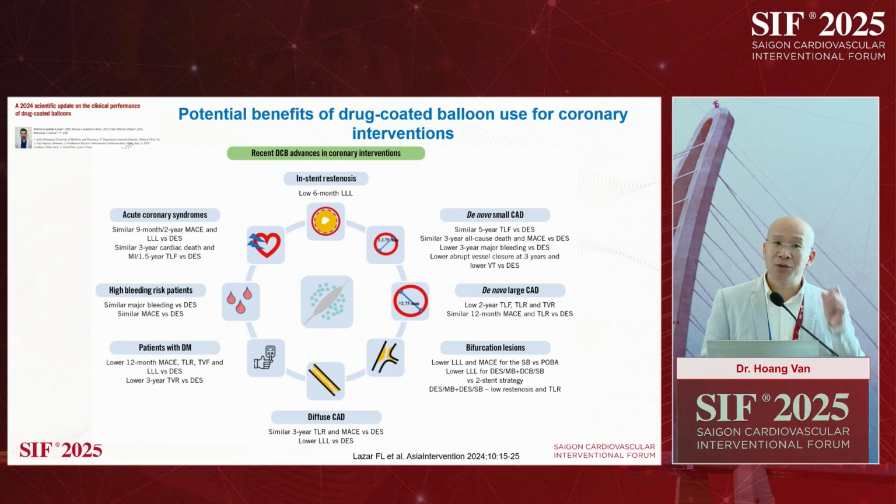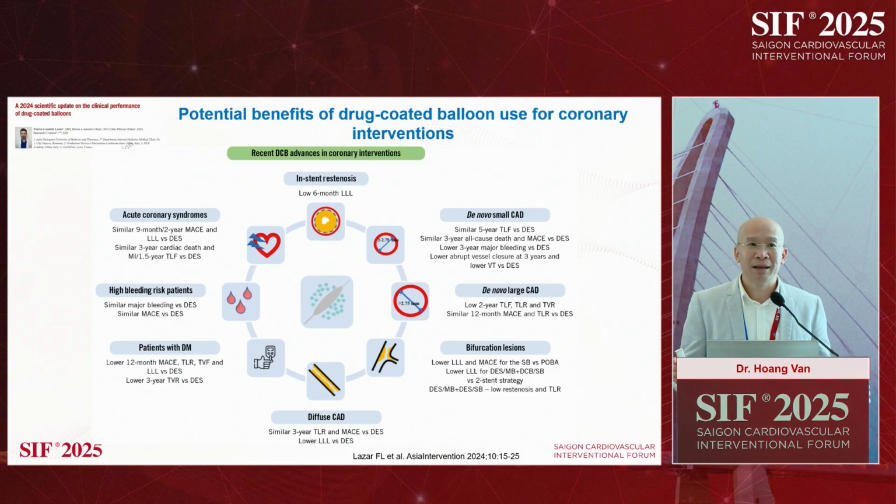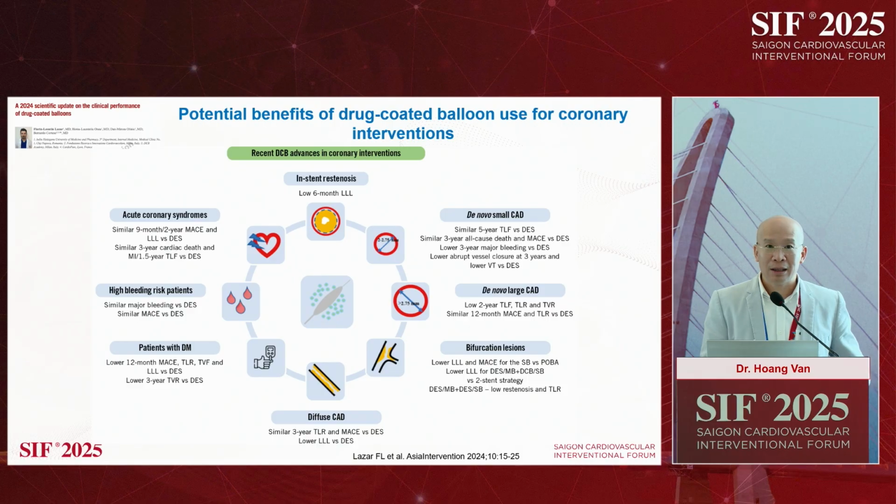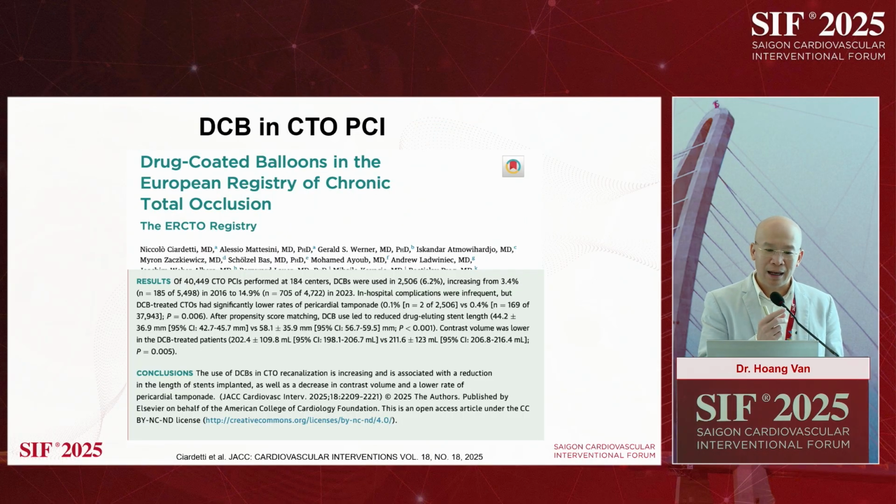The chance today is to leave nothing behind after intervention. DCB is used in some situations like diffuse lesions, bifurcation lesions, or patients with diabetes and high bleeding risk. Some data show that DCB may be useful and effective in selected lesions. And what about DCB in CTO PCI?